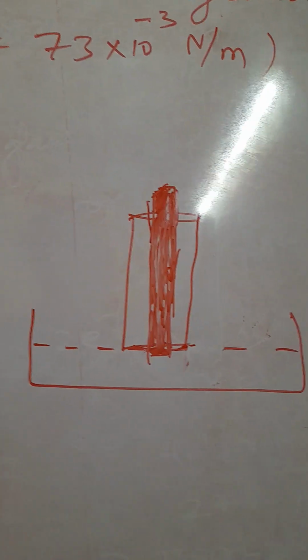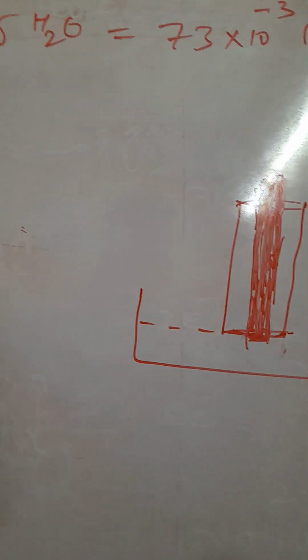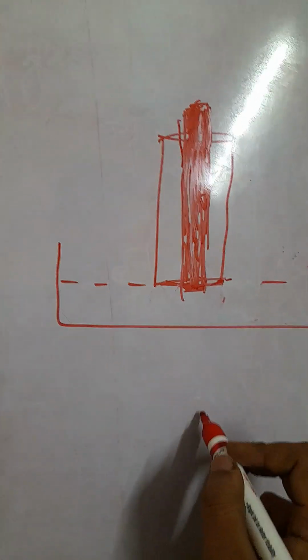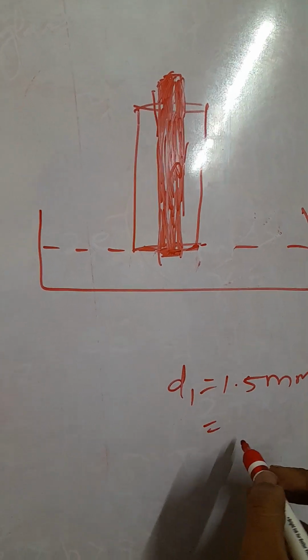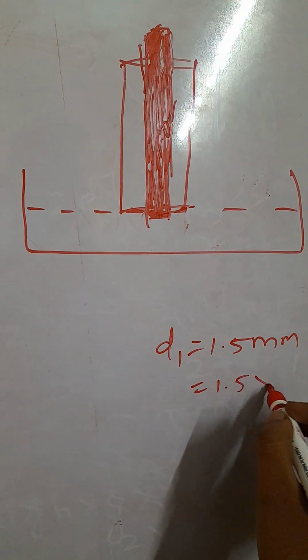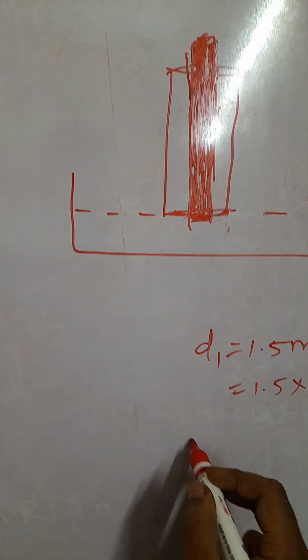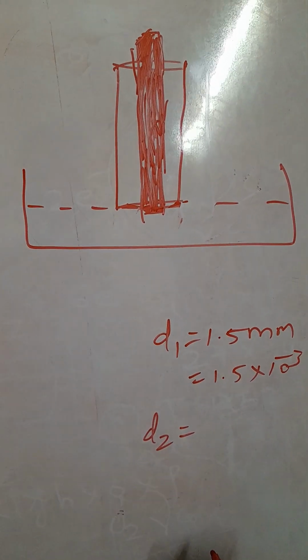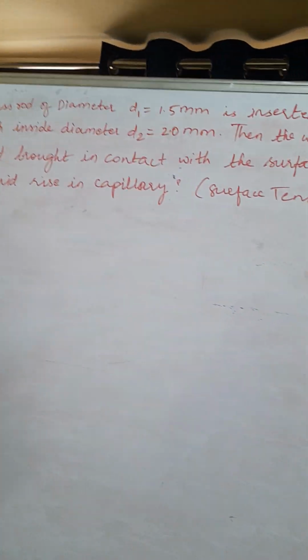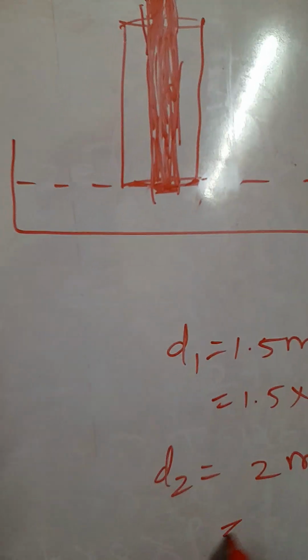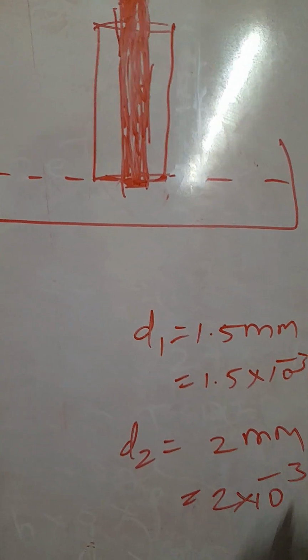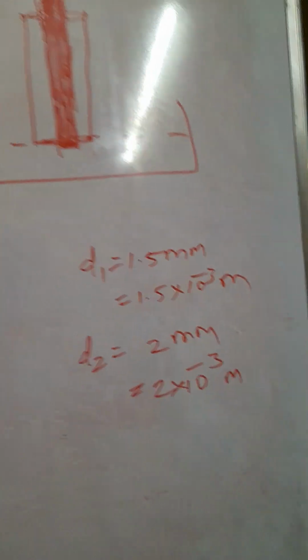So this is the condition they gave, and they gave the respective diameters. The diameter of the glass rod, let's take it as d1, is equal to 1.5 mm, which is equal to 1.5 into 10 power minus 3 meters. And d2, let this be the diameter of the capillary, which they gave as 2 mm. So d2 is equal to 2 mm, which can be written as 2 into 10 power minus 3 meters.